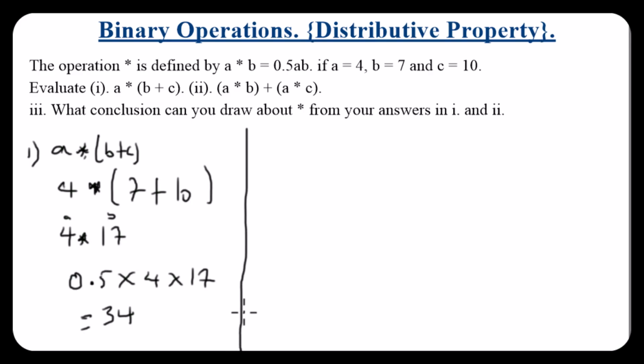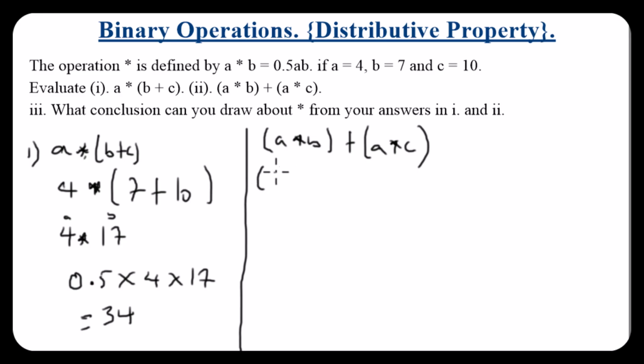All right, so for the second part of the question, here we have (A star B) plus (A star C). Now for this one, we don't have any numbers, the only thing we have is A star B. So unlike this where we had 4 star 17, for this we have to go back to the original question: what A is, what B is, and what C is. So I hope this makes perfect sense.